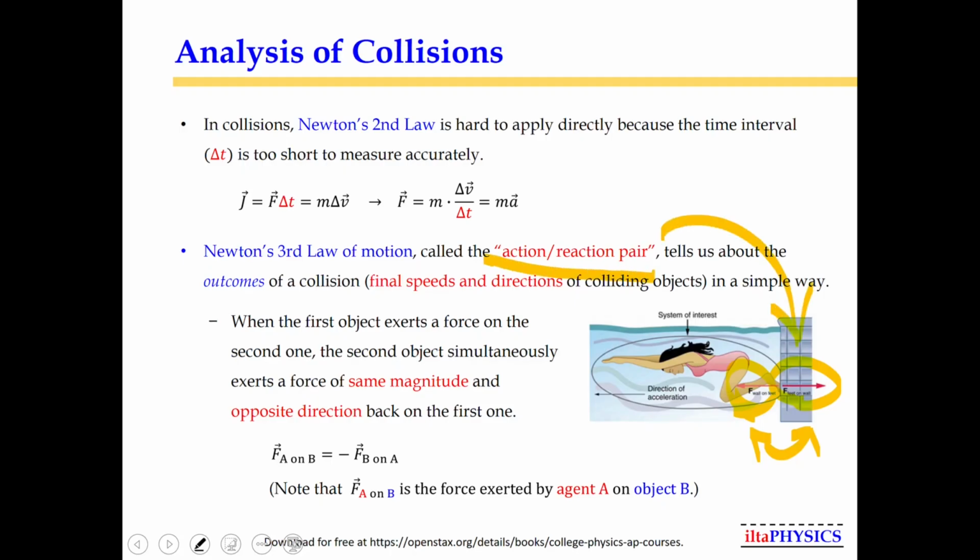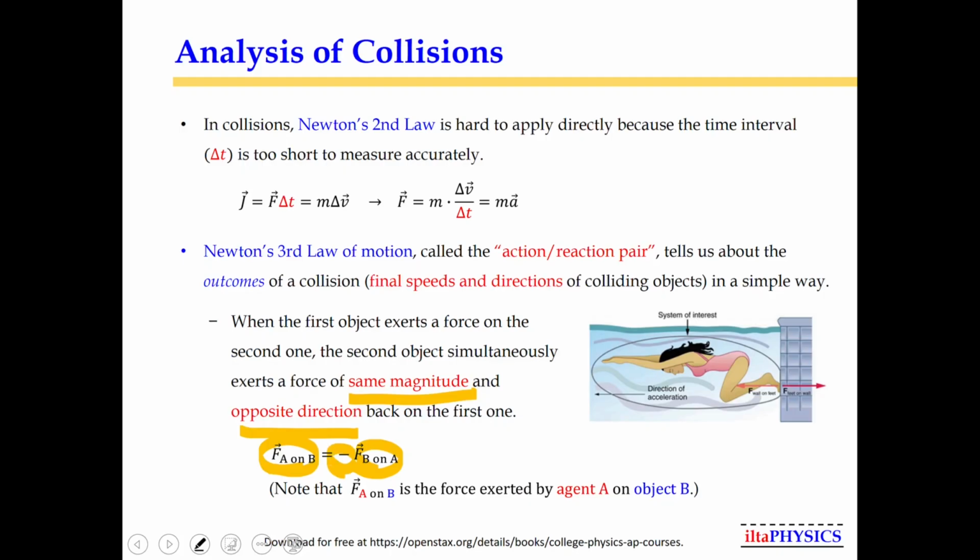In precise physics notation, this means the force object A exerts on object B, called F_A on B, is equal in magnitude and opposite in direction to the force object B exerts on object A, called F_B on A. I want you to make sure you clearly understand the force notation used here. Now, let's use this action-reaction law to analyze a collision.